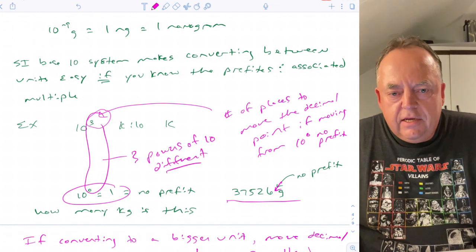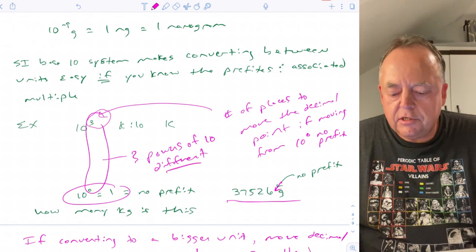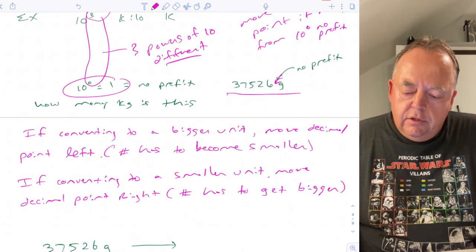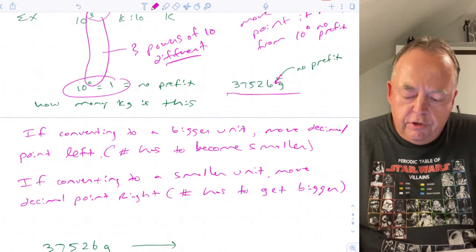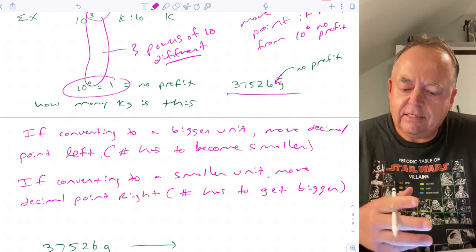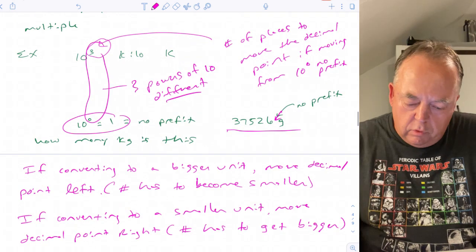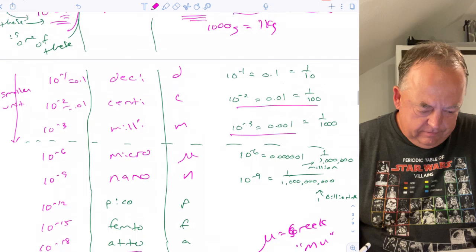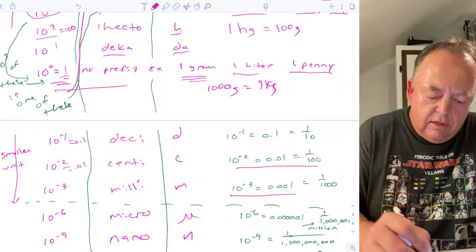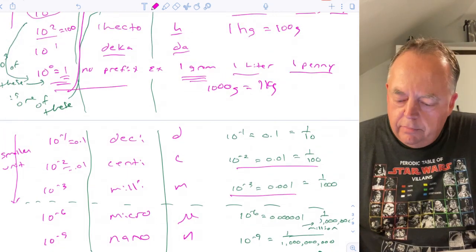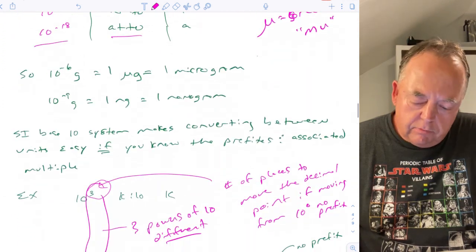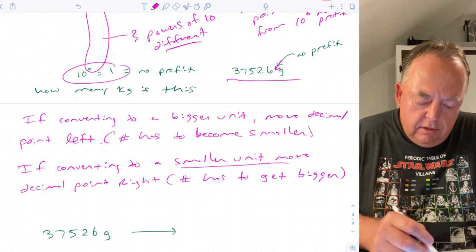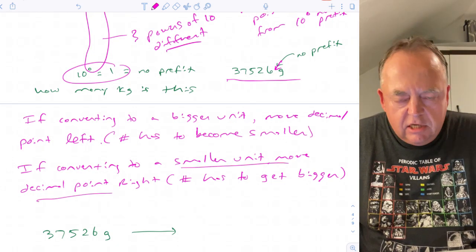However many powers of 10 different it is, that's how many places you move the decimal point. If you're converting to a bigger unit, you're going to move the decimal point to the left, so the number has to get smaller. In this case, we're moving from grams, where there's no prefix, so from 10 to the 0, to 10 to the third, so we're moving to a bigger unit, so the number's got to get smaller, so the decimal point has to move to the left. If you're converting to a smaller unit, then the number's got to get bigger, so you have to move the decimal point to the right.